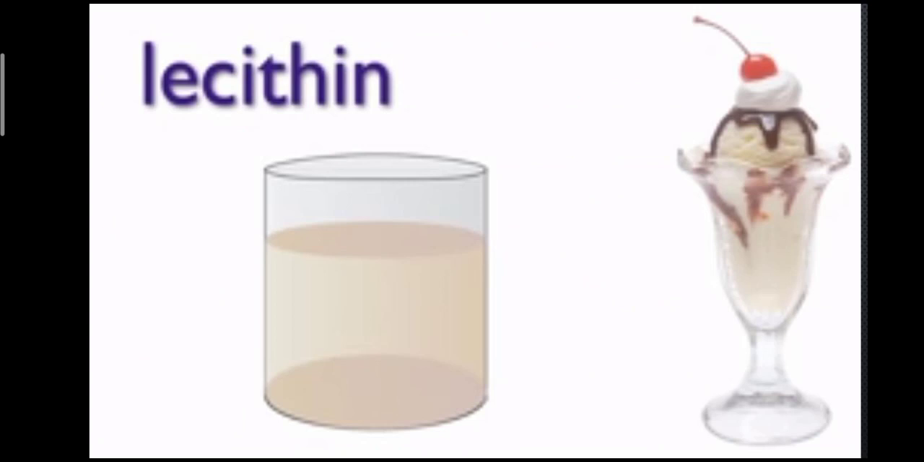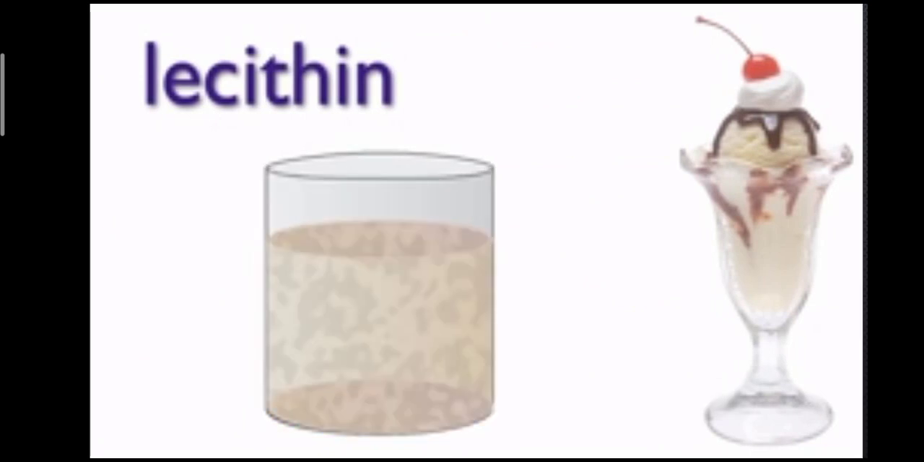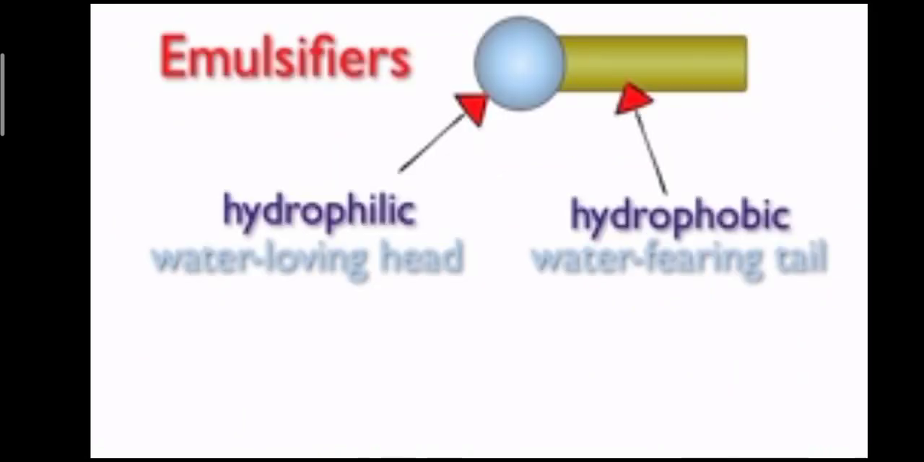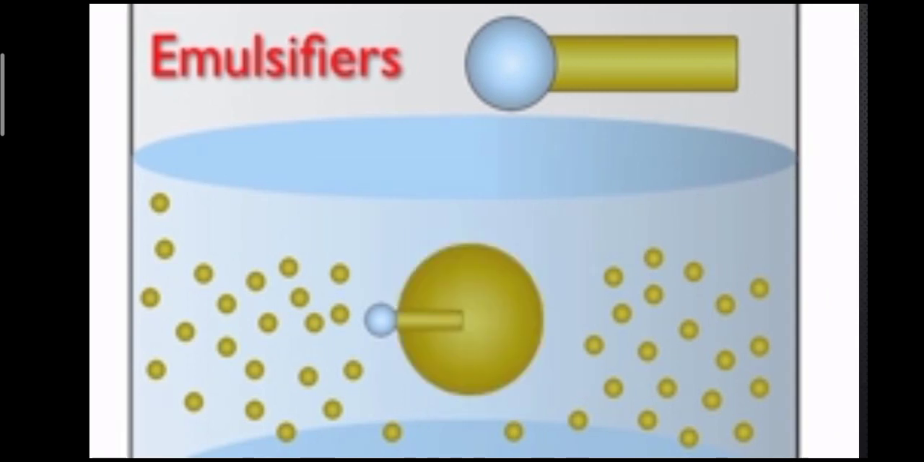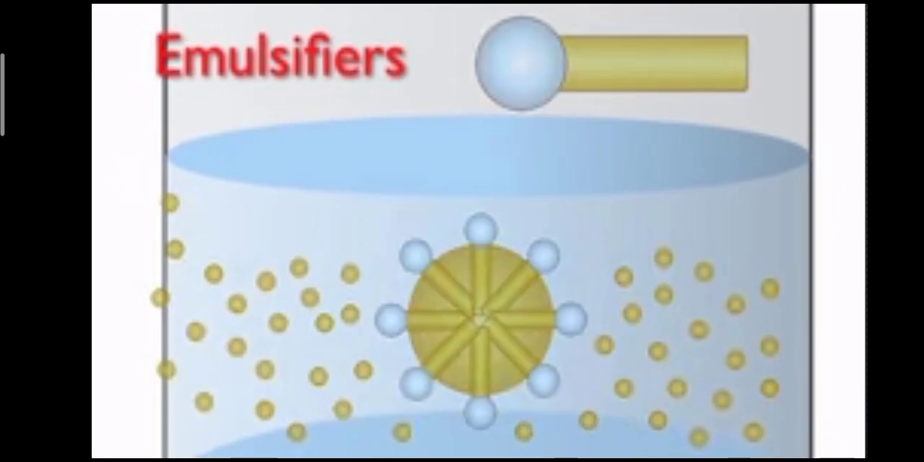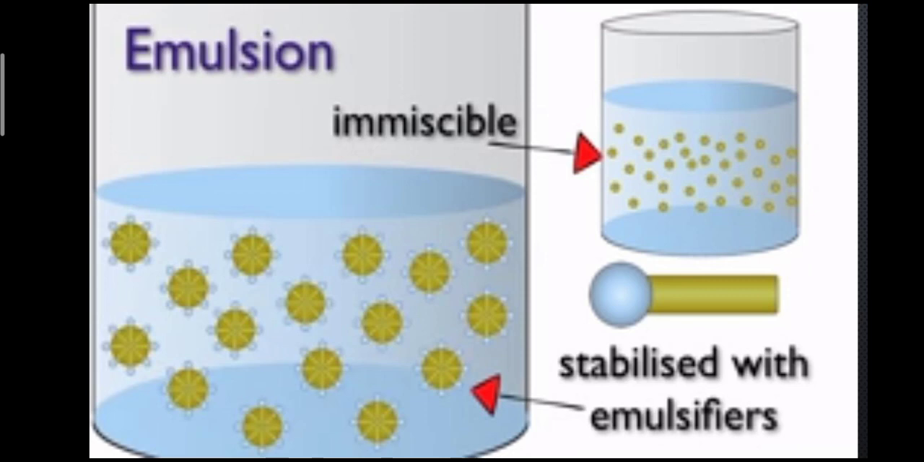All emulsifiers have two components, a hydrophilic or water-loving head and a hydrophobic or water-fearing tail. If we added lecithin to our original oil and water emulsion, its hydrophilic head will prefer to associate with water and the hydrophobic tail with oil droplets. This prevents separation and thus stabilizes the emulsion.